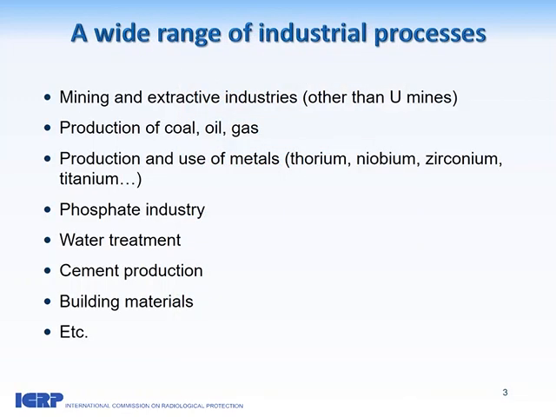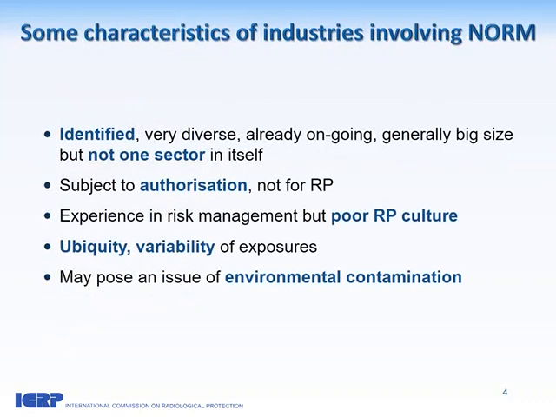As you know, there is a wide range of industrial processes, including NORM mining and extractive industries, production of coal, oil and gas, production and use of diverse metals, phosphate industry, water treatment, cement production, building material, etc. Here are some characteristics of these industries. They are generally identified, they are very diverse, already ongoing. Generally, they are big-size industries, but they are not one sector in itself. They are generally subject to authorization, but not for radiological protection. They have experience in risk management, but generally a poor radiological protection culture.